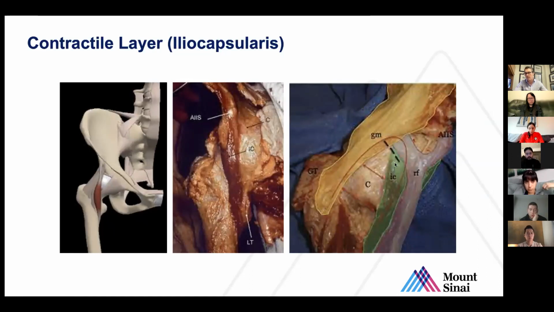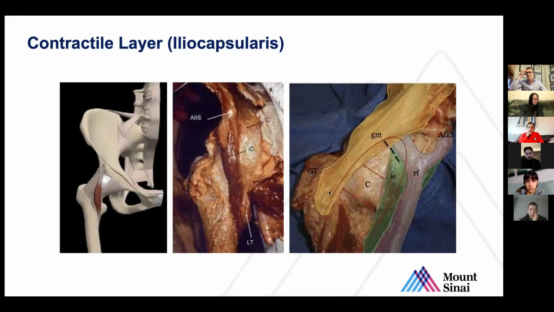And you end up trying to go between your iliocapsularis, which is in green here, and your gluteus minimus, which is in yellow here. This would be your cut arthroscopically to get in there, the T limb. But the point is that the iliocapsularis does come right over the anterior aspect of the capsule, and then the gluteus minimus is directly over the capsule.